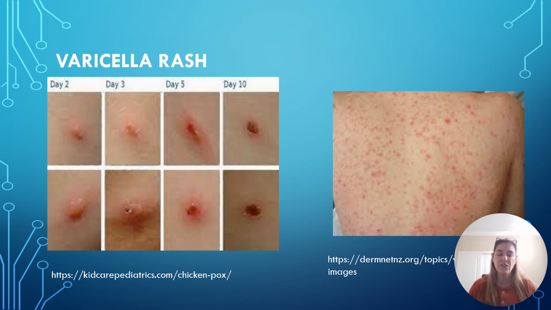So this is what your rash is going to look like, as you see, the macule to papular rash to vesicle, and then the vesicle erupts. This is a severe case of chickenpox for this poor boy. It has him all over his back, so probably very, very uncomfortable.